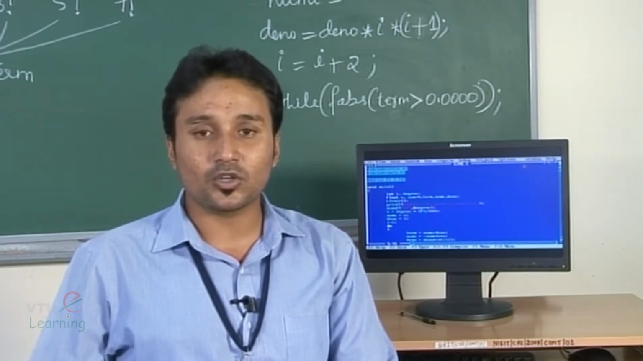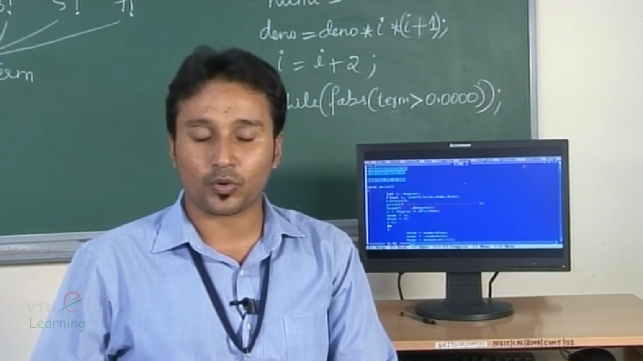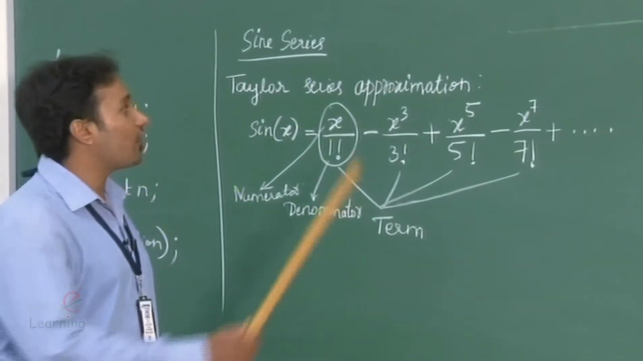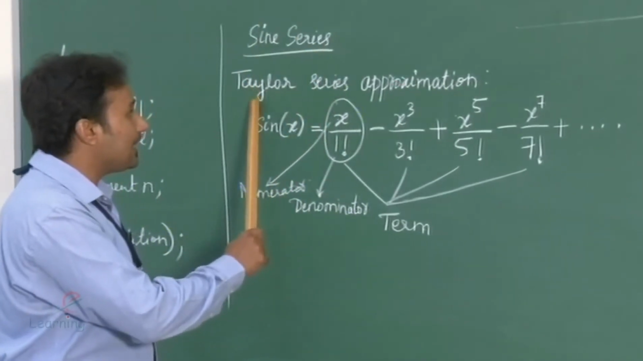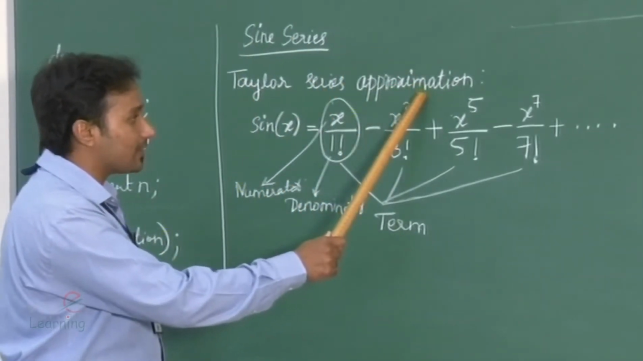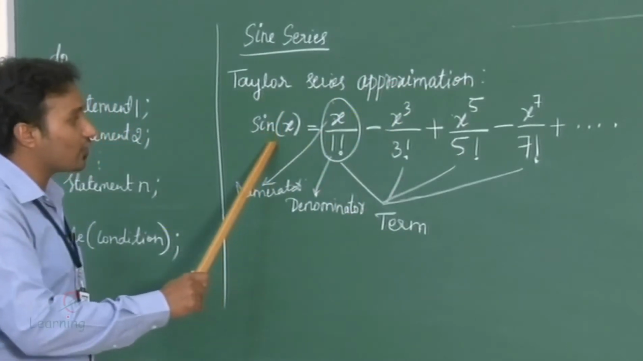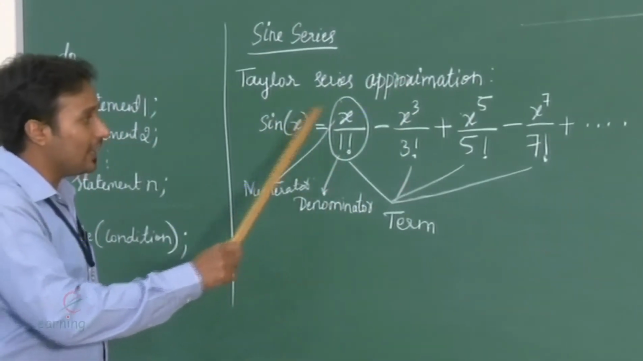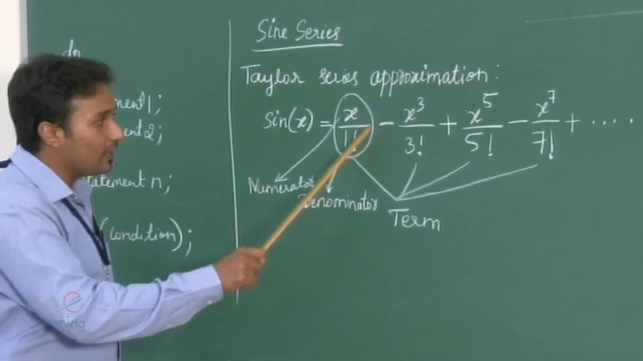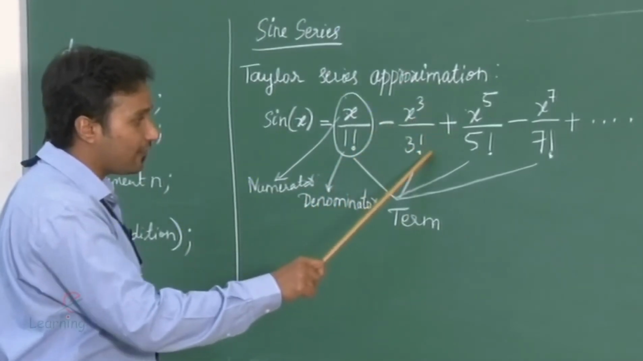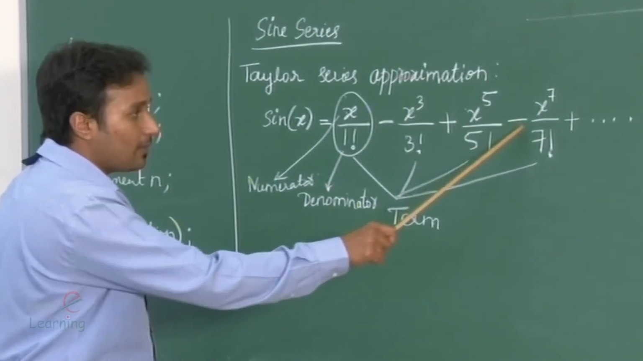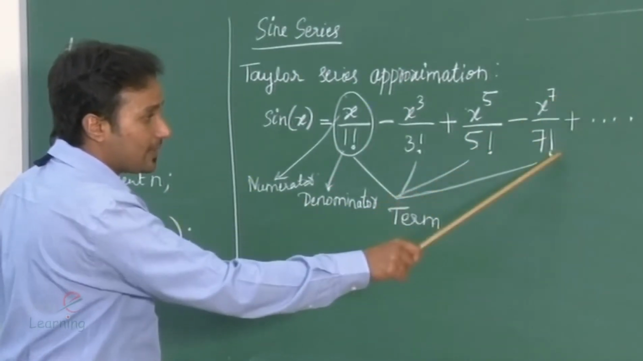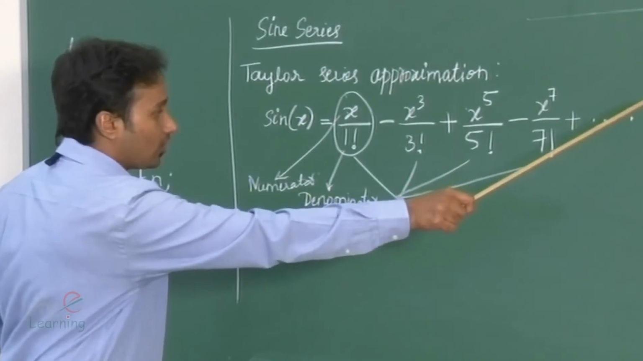Now, let us look into the logic of this program. The logic of the sine series program is as follows. In the Taylor series approximation method, the standard formula for sine of x is given by x by 1 factorial minus x cube by 3 factorial plus x to the power of 5 by 5 factorial minus x to the power of 7 by 7 factorial plus so on.